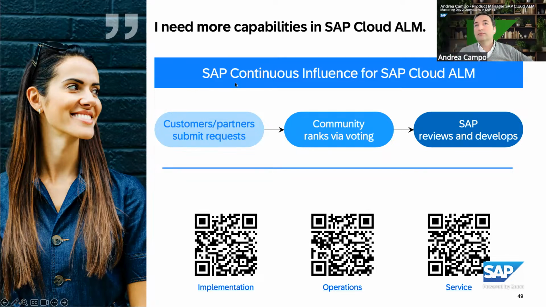Yeah. I mean, here you will have time to take a picture of this QR code. So we have this SAP Continuous Influence program for SAP Cloud ALM. So if you want to submit a request or just rank some features that you would like to propose, you have all these tools available that you can use to submit your feedback.